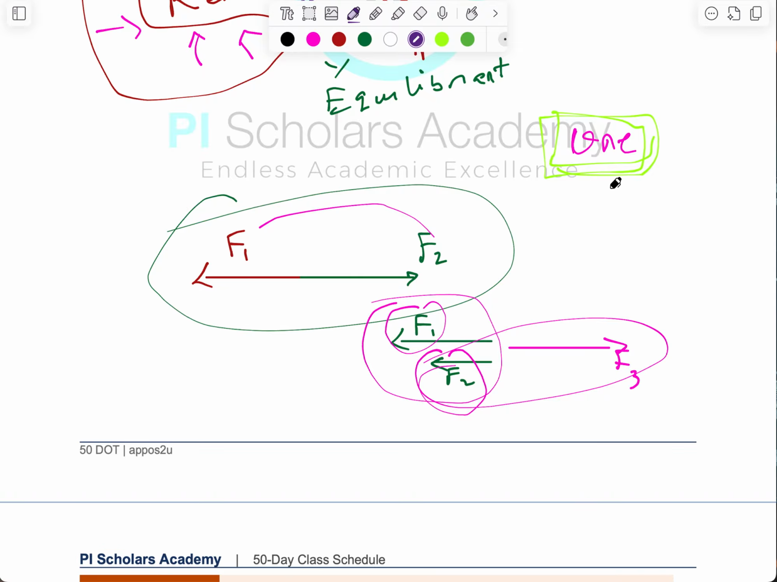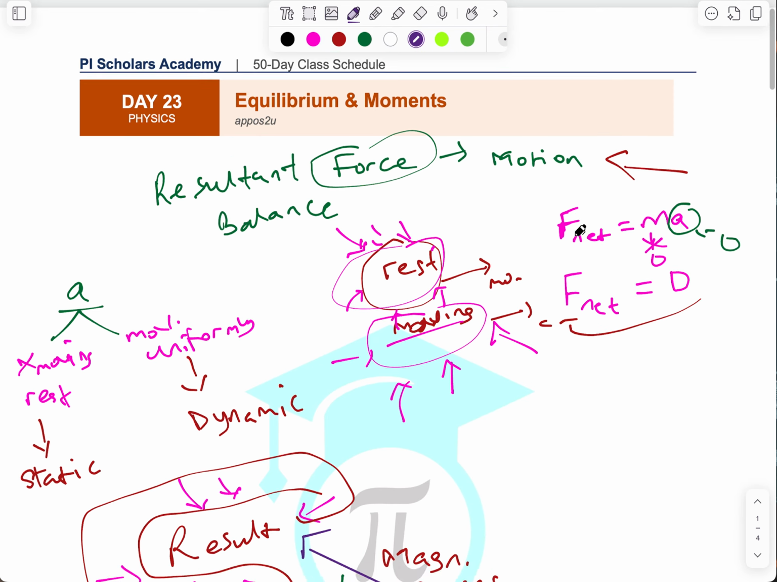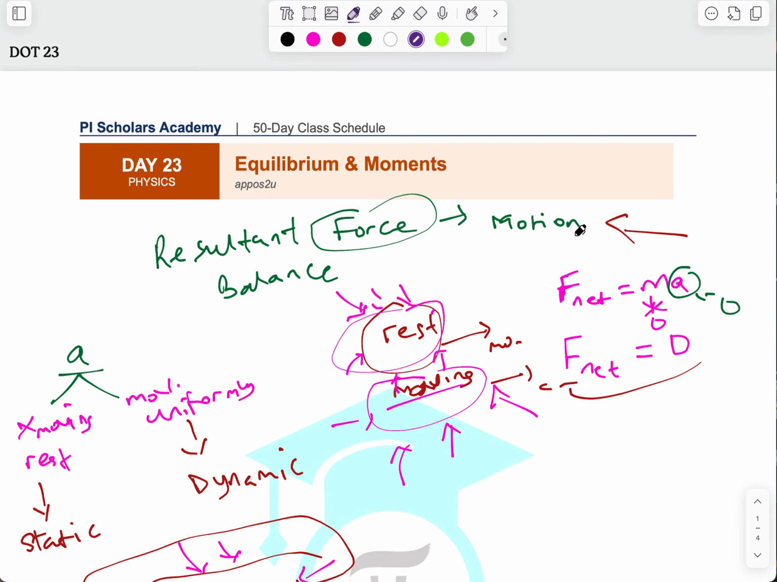I'm going to show you what I'm talking about very soon. Now, that single one is going to take the value of the resultant, and the only difference is that it's going to be in opposite direction. So that is what the concept of equilibrium is all about. The concept of equilibrium is all about making the net force, or the resultant force, equal to 0.